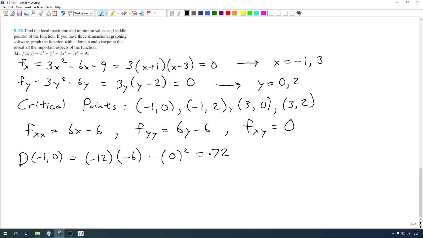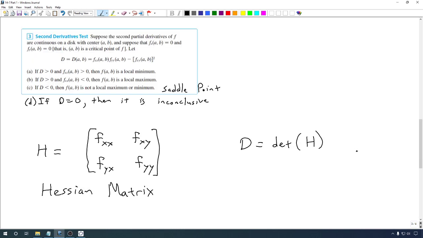Obviously, that is a positive number. Remember, positive means that we will have a local maximum or a local minimum there, but in order to tell which one's which, we need to look at what f sub xx is, or f sub yy if we want. This time, we already found it. That was -12. That's a negative, and so when D is positive and the second derivative with respect to x twice is negative, we get a local maximum.